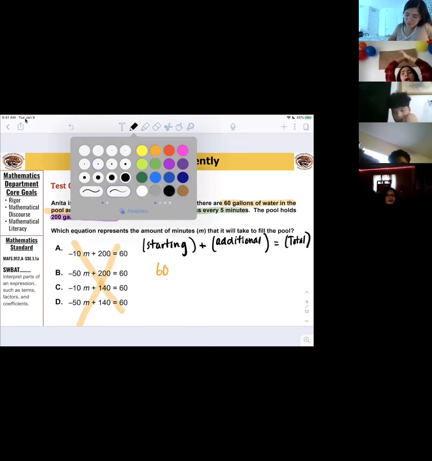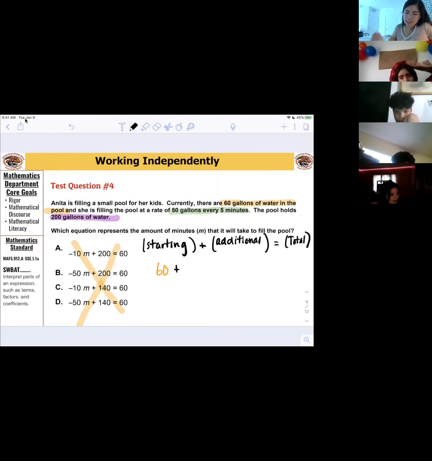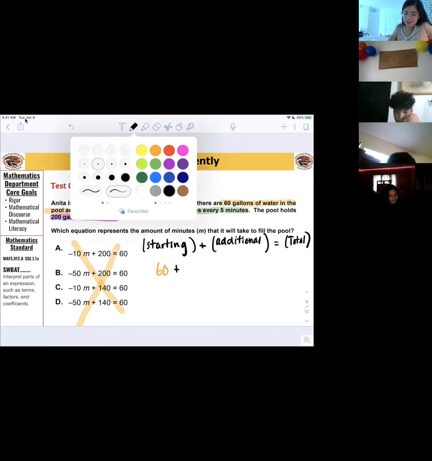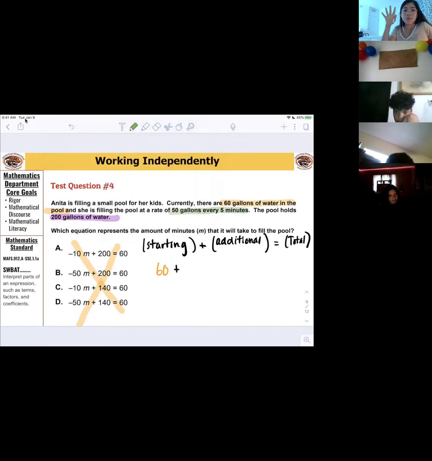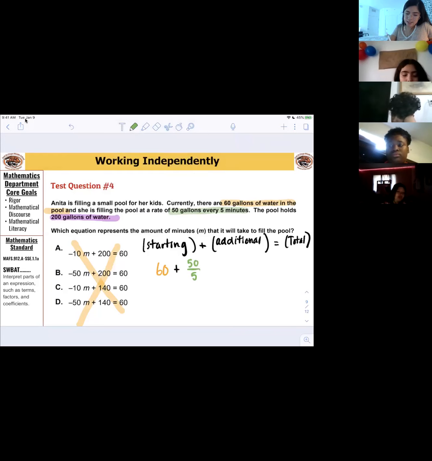My additional amount is 50 gallons every 5 minutes. This is the tricky part right here, because it's 50 gallons every 5 minutes, but I need to put that as a unit rate. I need to know how many gallons that is in 1 minute. So if it's 50 every 5, if you divide that, that's going to be 10. So I'm going to write that as 50 over 5, 10 times the number of minutes.